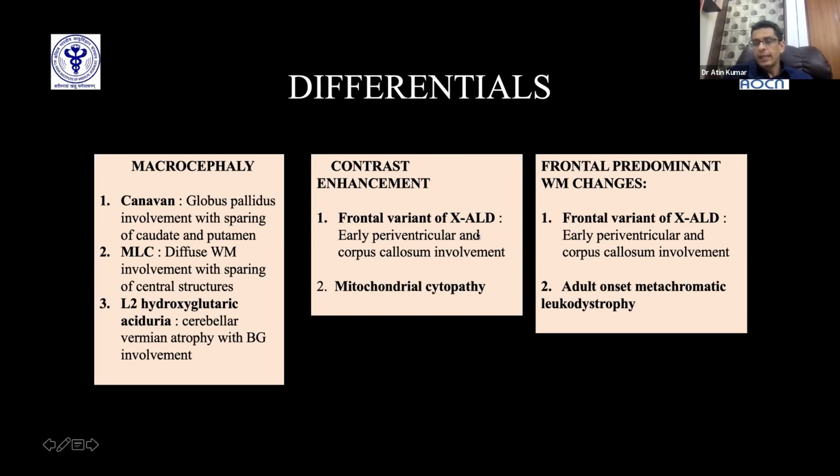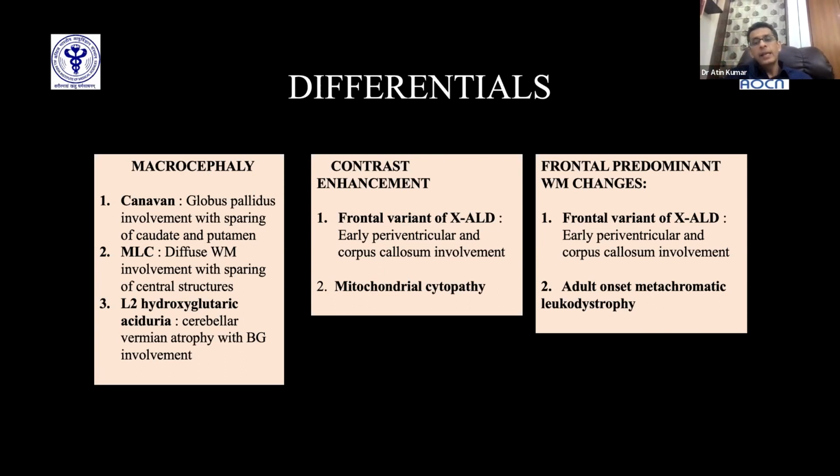So one is X-linked ALD, in which the contrast enhancement is at the peripheral margins. Today we saw a case of Alexander disease where the contrast enhancement was typically at the tips of the frontal horns, in the frontal white matter, or along the garland sign along the periventricular margins, or in the basal ganglia. These are the areas of contrast enhancement in Alexander disease. And the last one is mitochondrial cytopathy, which has a predominant white matter involvement, and there may be a patchy white matter or gray matter enhancement in mitochondrial cytopathies also.